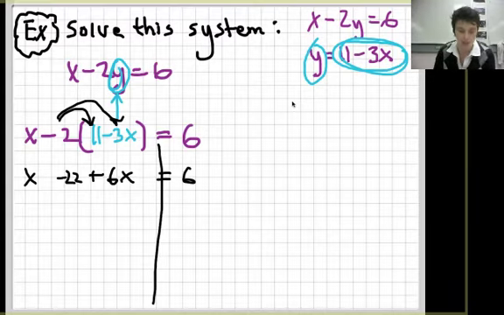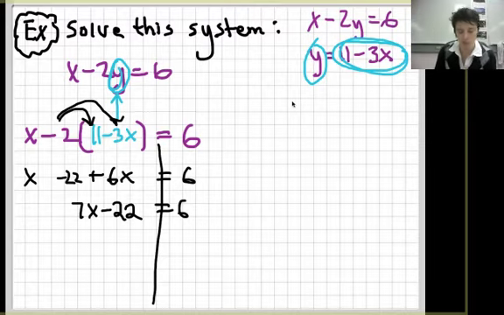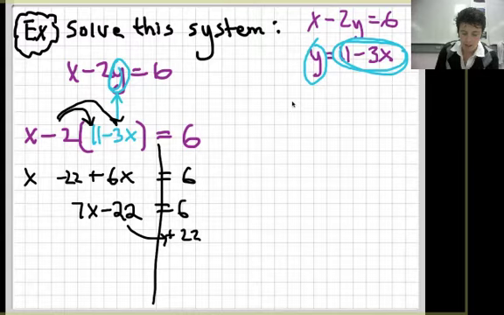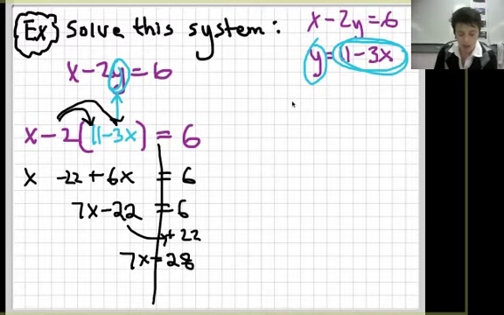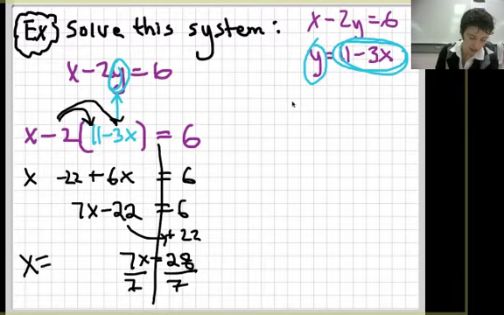Let's solve this thing. 6x and x makes 7x, minus 22 equals 6. I'm going to add the 22 over to the other side, which means 6 and 22 makes 28. So 7x equals 28. Then I'm going to divide by 7 on both sides, and my answer is 28 divided by 7, which is 4. So I get x is equal to 4.